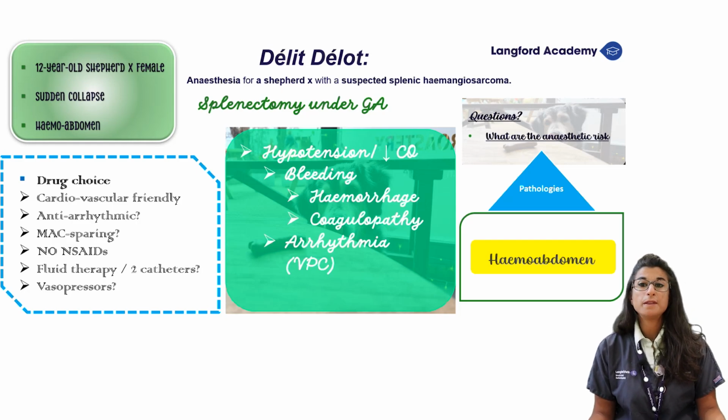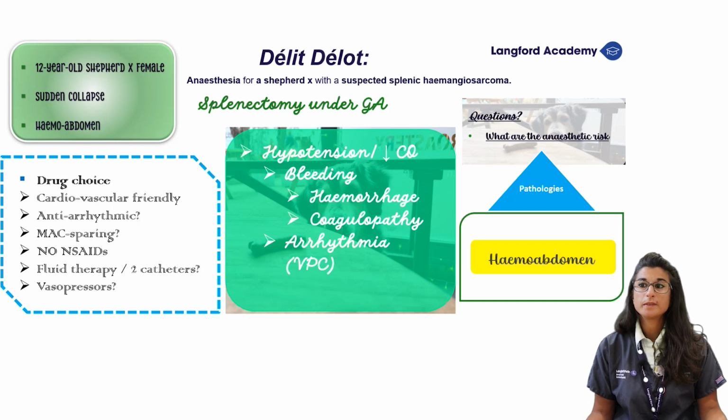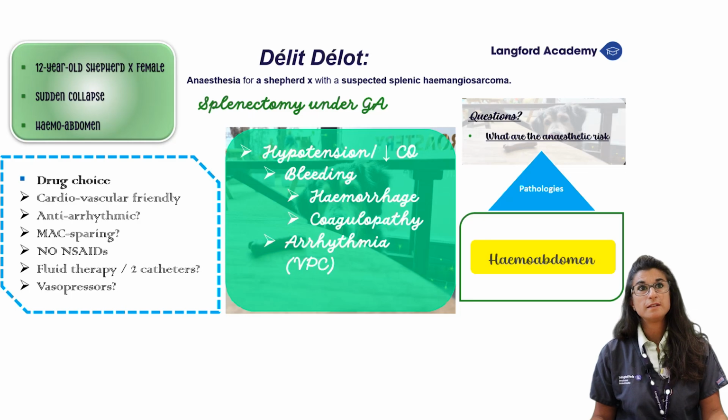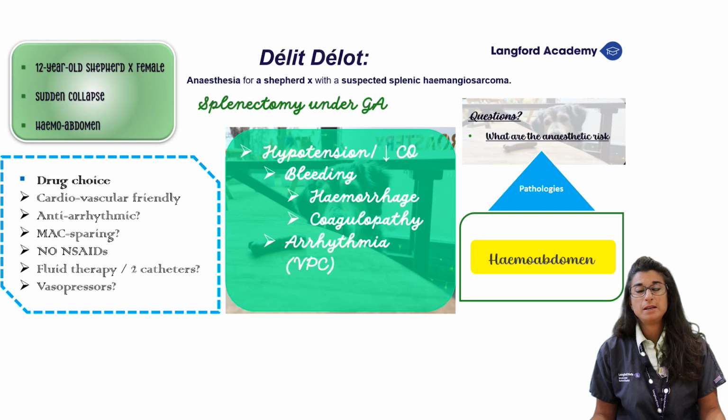There is also a risk of coagulopathy because of a massively decreased hematocrit, but also because of the resuscitation, where you can have a dilutional coagulopathy. There is also a high risk of arrhythmia in this patient, especially ventricular premature complexes, hence having good monitoring with an ECG. So when you think about the drug choice because of this, you want to use cardiovascular-friendly drugs, typically avoiding drugs such as ACP or dexmedetomidine. You want to use drugs that might be antiarrhythmic, and potentially in this situation avoid ketamine because there is a high risk of arrhythmia, and maybe favor lidocaine.